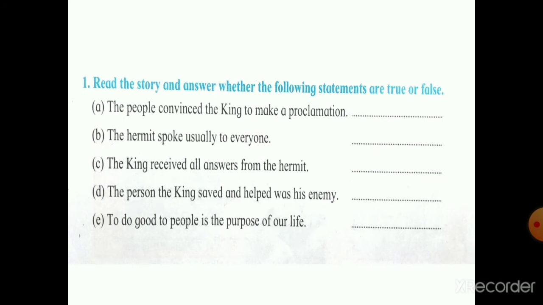First sentence is, the people convinced the king to make a proclamation. It's false. The hermit spoke usually to everyone. This is also false. The king received all answers from the hermit. This is true. The person the king saved and helped was his enemy. It is also true. To do good to people is the purpose of our life. This is also true.